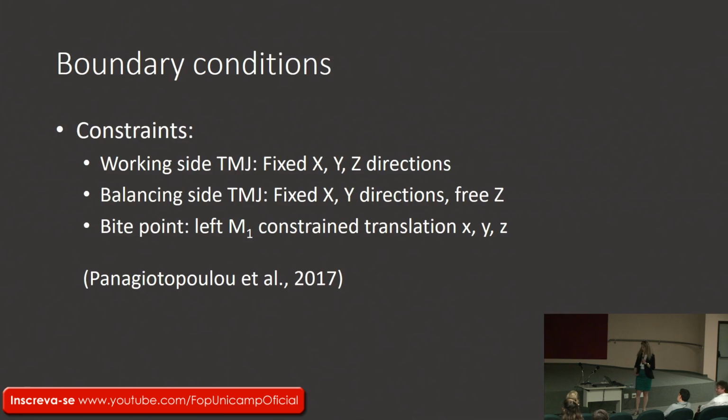So the boundary conditions applied to the model in the working side TMJ are fixed in all directions. On the balancing side, the temporomandibular joint is fixed in X and Y, so that's superiorly and anteroposteriorly. And at an M1 bite point, I've constrained the model from translating in all directions. These are the boundary conditions that most closely replicate in vivo conditions in the FE models as reported by Panagiotopoulou et al. 2017.